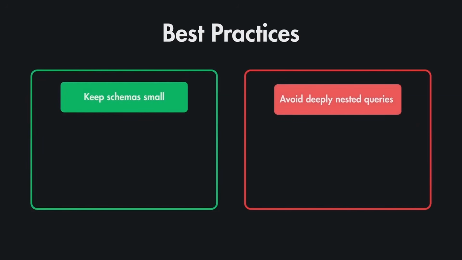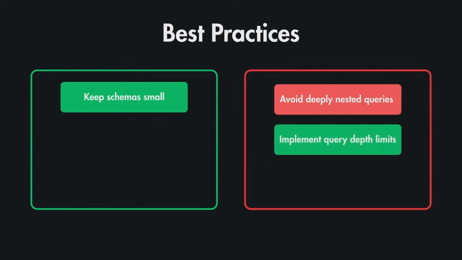Also, we should avoid deeply nested queries. For example, you can have a user and then a nested post, and then within the post you can have a comment, so this can be infinitely nested. To avoid that, we usually implement query depth limits, which is how deep you can go, like how many layers nested you can have in your data. So you specify something like 6 or 7 layers deep.